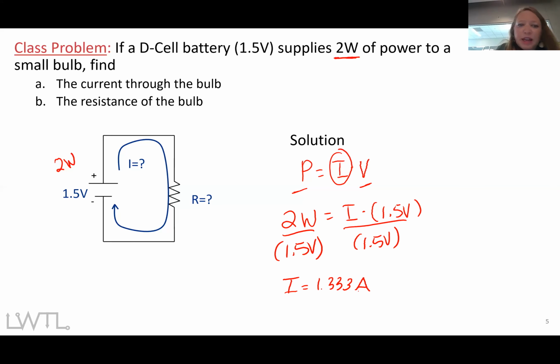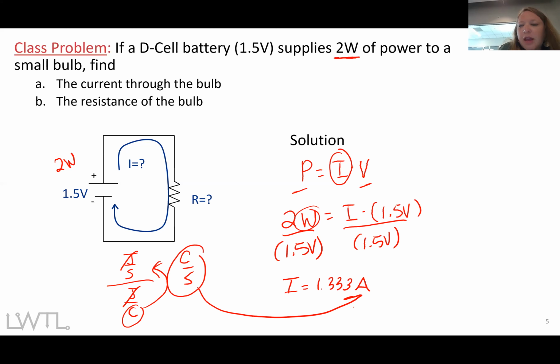Now an amp is a coulomb per second. Just to confirm, what does a watt break down into? A watt is a joule per second, and a volt is a joule per coulomb. Notice this joule per second divided by a joule per coulomb, the joules will cancel out. This coulomb comes to the top and you get a coulomb per second. What is a coulomb per second? Well, that's an amp. So those units work out, which confirms our derivation. That's the answer to part A.